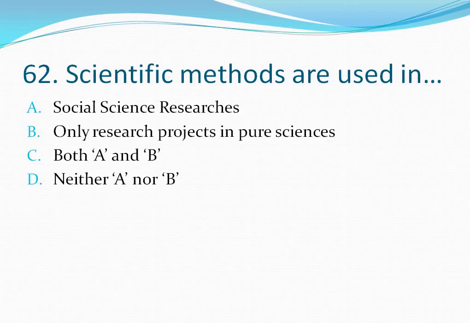Question number 62. Scientific methods are used in. Your options are option A, social science researches, option B, only research projects in pure sciences, option C, both A and B, option D, neither A nor B. And the correct answer is both A and B. It means scientific methods are used in social science researches and only research project in pure sciences. So let's move to the next question.